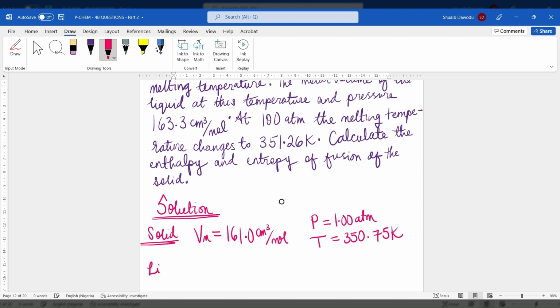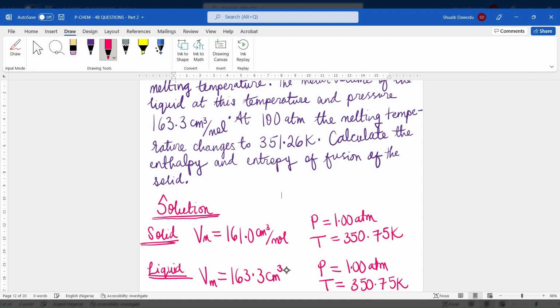Now, they said the molar volume of a liquid at this temperature and pressure. So now we're dealing with liquid. That's the main difference between both pieces of information. The pressure is still going to remain the same, as well as the temperature, 350.75 Kelvin. The molar volume is now going to be 163.3 centimeter cube.